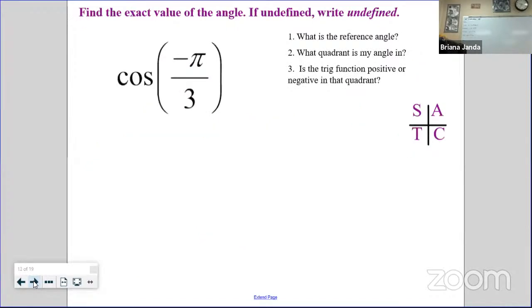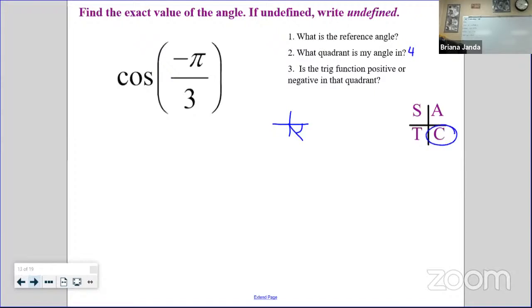Next one. Draw the angle so you can visualize where it is. We are looking at negative pi over 3. That's too far, we're only 1/3. 1/3 is going to put us into, yep. All right. Negative pi over 3. You should have drawn it into quadrant 4.